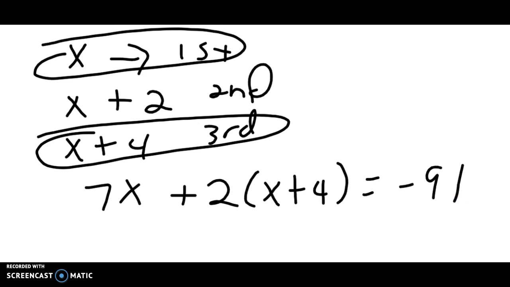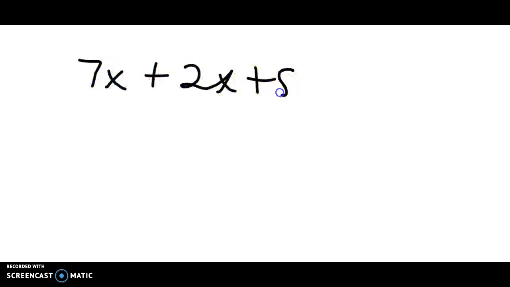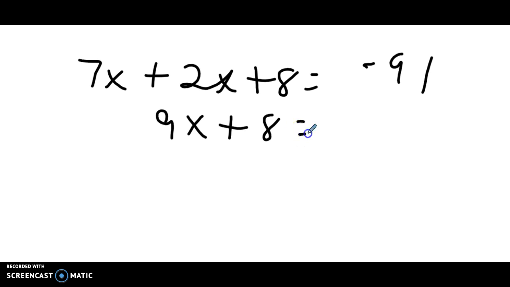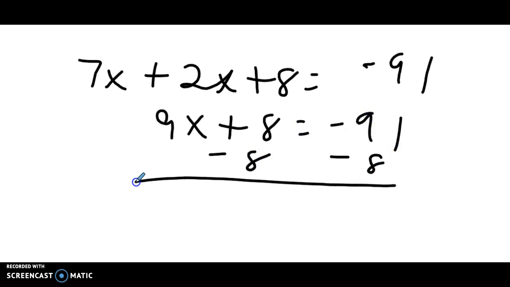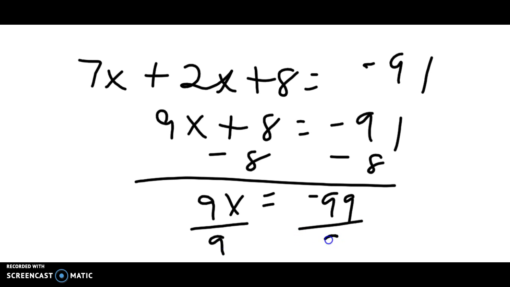Okay? So then we're going to do distributive properties. So we have 7x plus 2x plus 8 equals negative 91. Combine like terms. Subtract 8 from both sides. Divide by 9. And x equals negative 11.